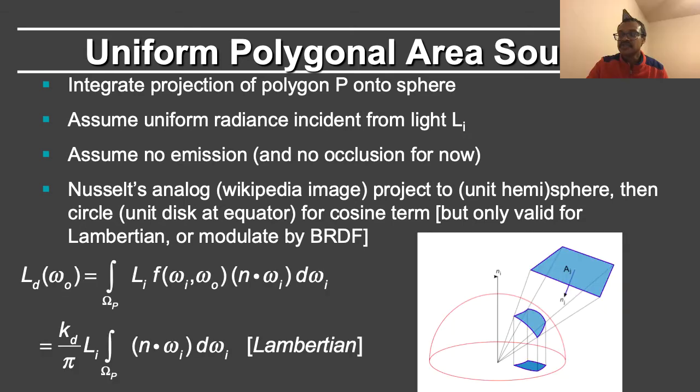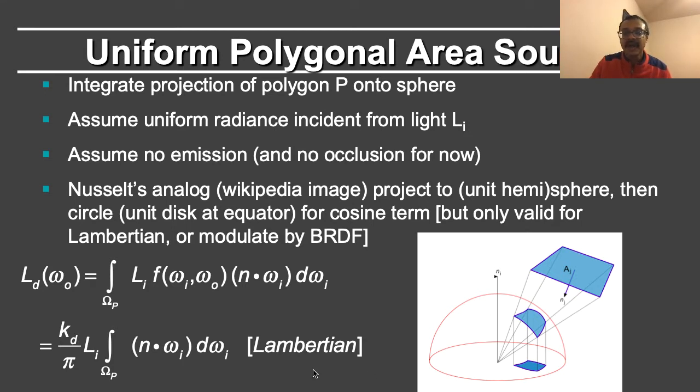There is an interesting construction known as Nusselt's analog, where you take the polygon, project it onto the unit sphere, and then project it again onto the unit circle. In fact, this is the same computation you did in order to compute the irradiance, and that is what we will be looking at. Note that this computation is valid only for a diffuse or Lambertian BRDF. If you have a non-Lambertian BRDF, you need to modulate by the BRDF.